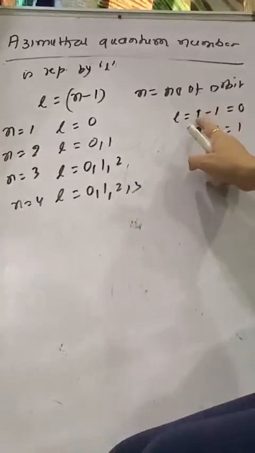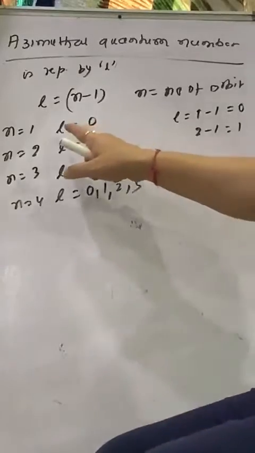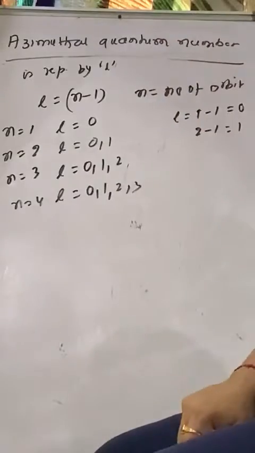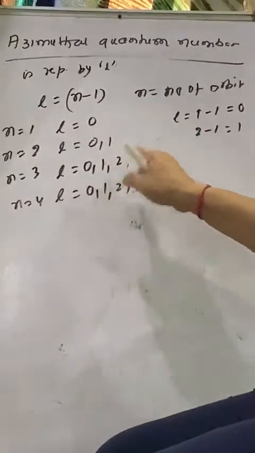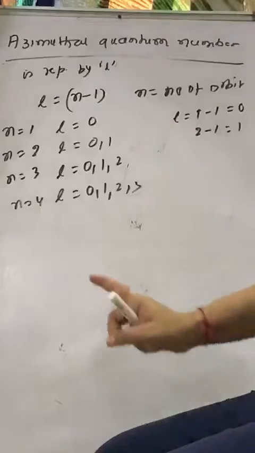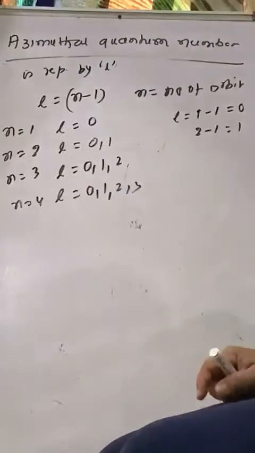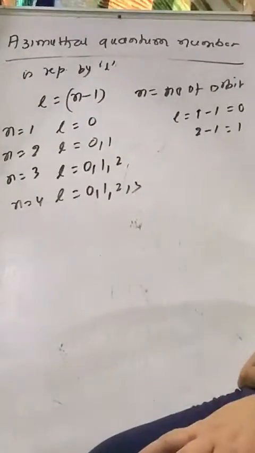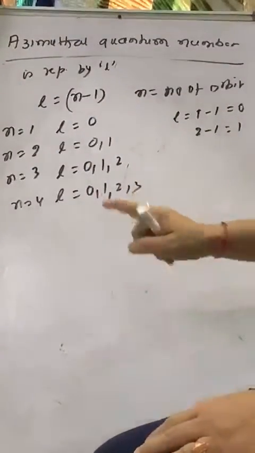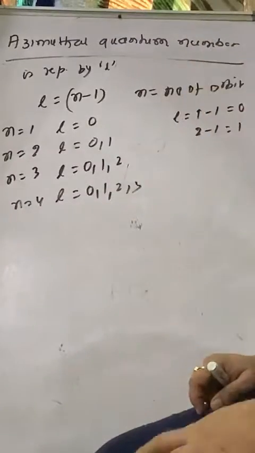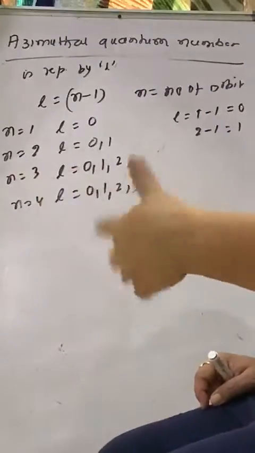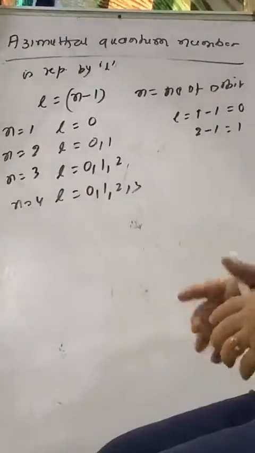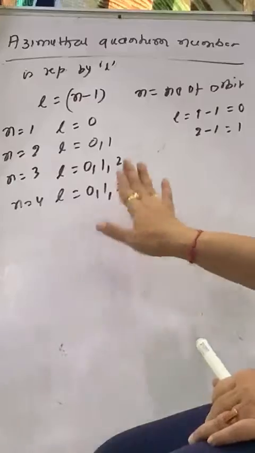n is equal to 1, L is equal to 0. n is equal to 2, then L is equal to 0 and 1. n is equal to 3, then L is equal to 0, 1 and 2. Getting it? If n is equal to 4, the electron will go to the first orbit, L is 0. Second orbit, 2 minus 1, that is 1. Third orbit, 3 minus 1, that is 2. Then the fourth orbit, 4 minus 1, that is equal to 3. This is how we represent this.